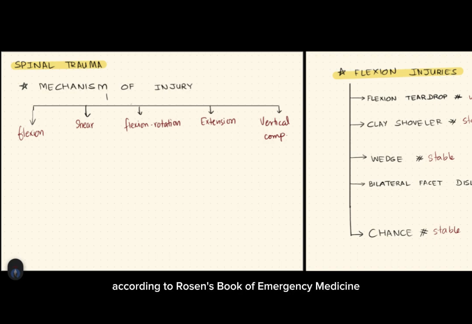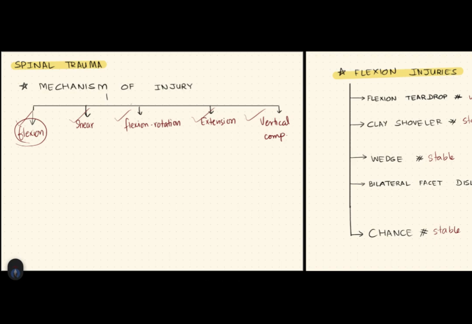According to Rosen's Book of Emergency Medicine, the injuries can be classified into different types based on the mechanism of the injury, namely flexion, shear, flexion rotation, extension, and vertical compression. Flexion is the most common type of mechanism, and it normally happens when the head and neck get abnormally flexed. So think of a person in a car collision whose head and neck go forward because of the force.